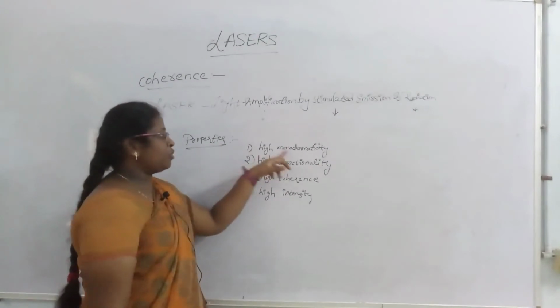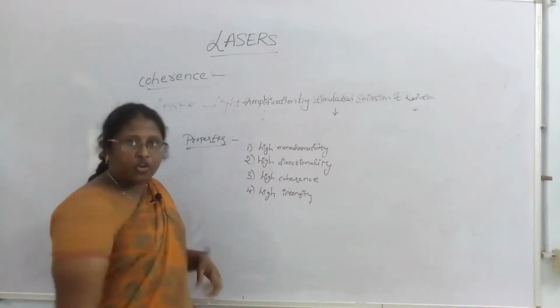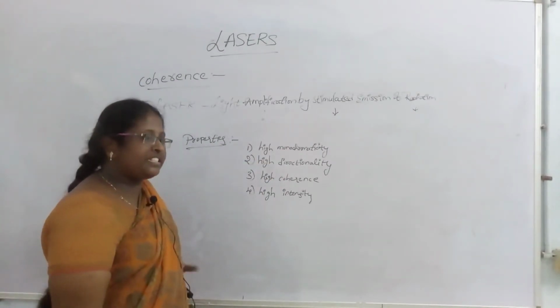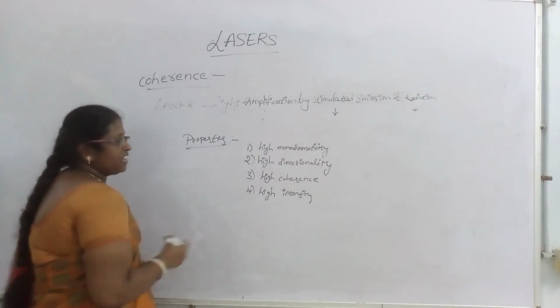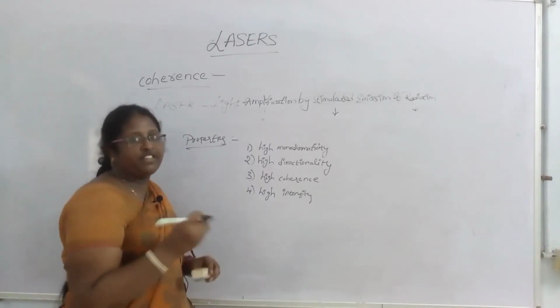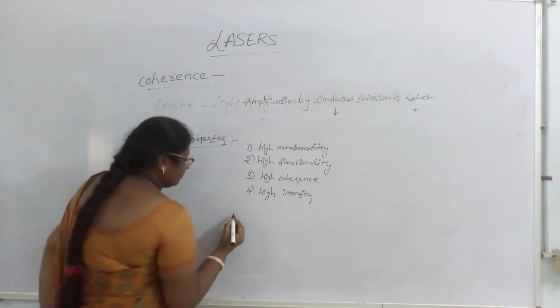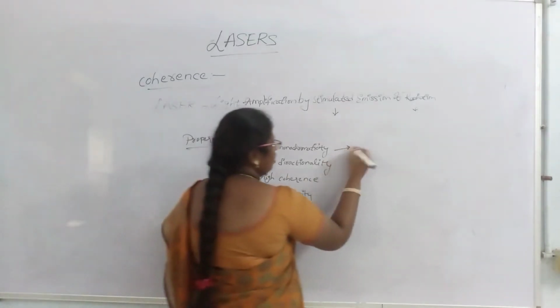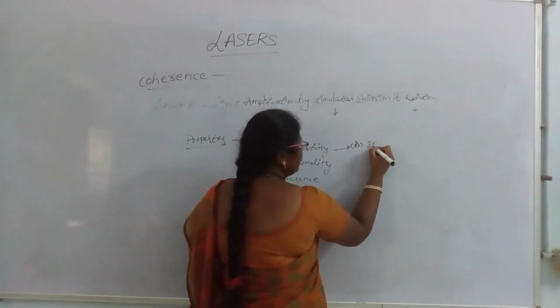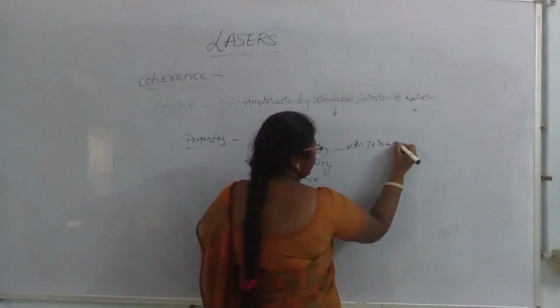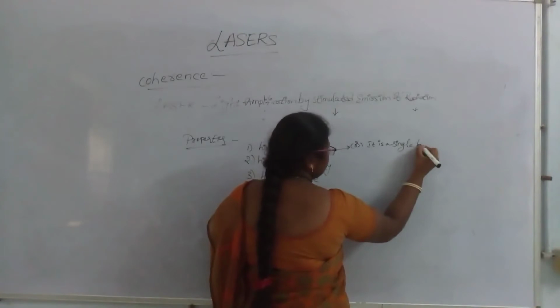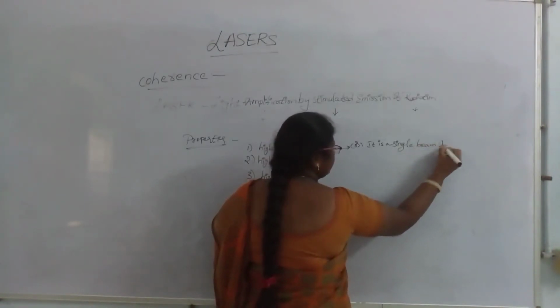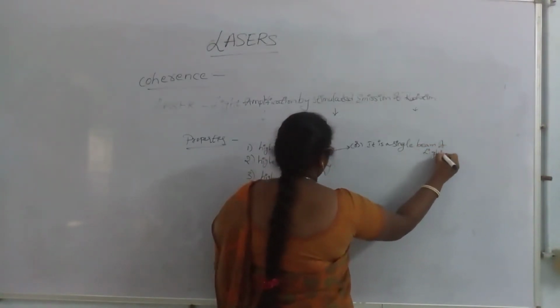First one is high monochromaticity. What is meant by monochromaticity? Monochromaticity means the laser gives radiation in a narrow bandwidth. Narrow bandwidth is called monochromaticity, or it is a single wavelength. It is a single beam of light.